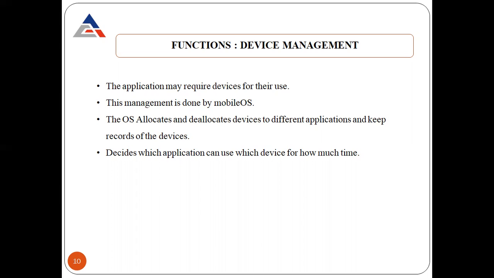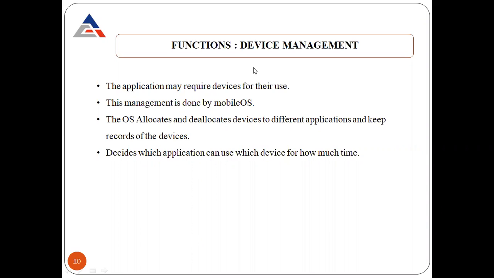The operating system allocates and deallocates the devices to different applications and keeps a record of the devices. It decides which application can use which device, for how much time, and how much time one application has been using that particular hardware. So it also has to keep a record of it.